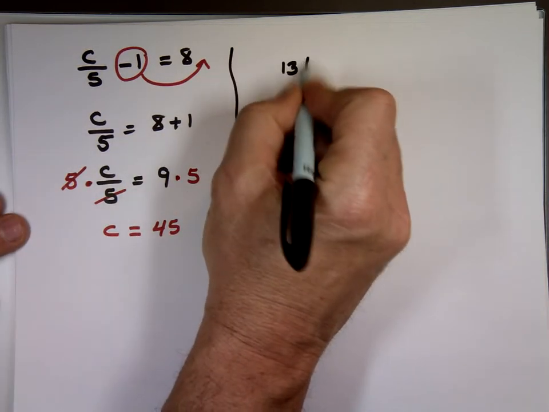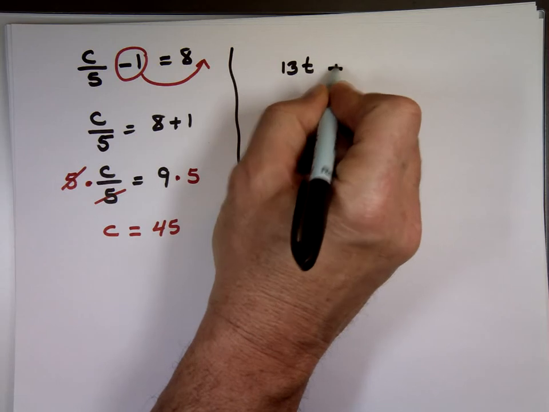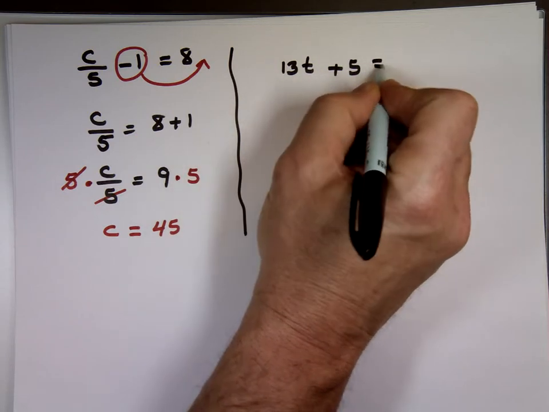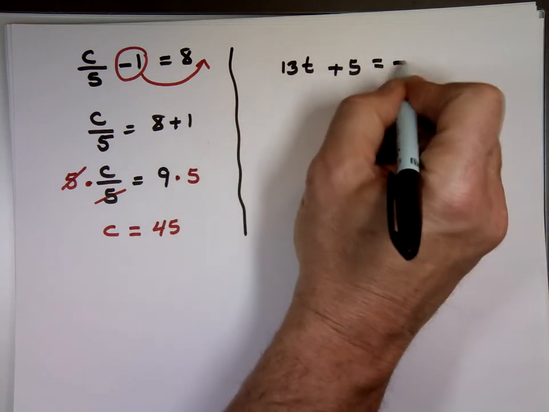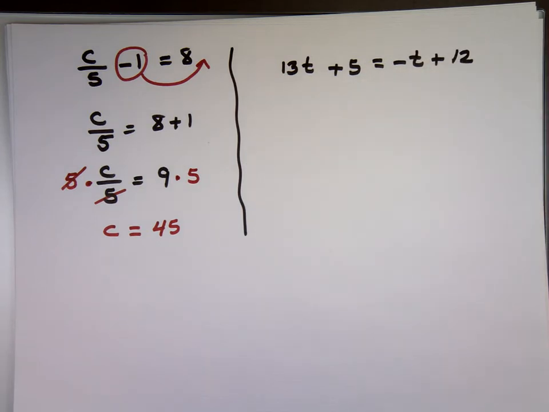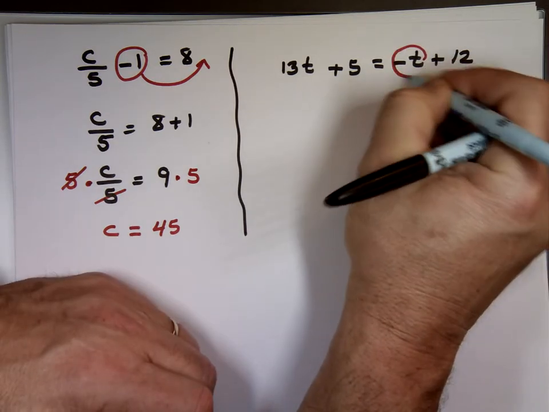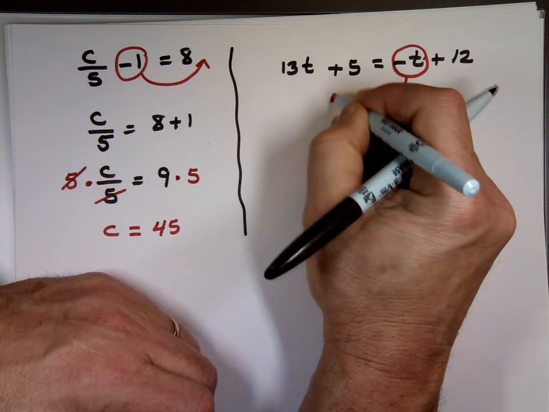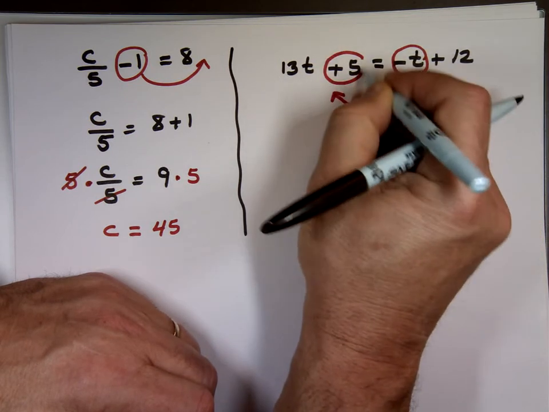13t plus 5 equals negative t plus 12. This is where my method comes in handy. Change side, change sign. I want all the t's on one side, all the numbers on the opposite side. Take the minus t, move it to this side to put all the t's on one side. Take the plus 5 and move it that way.